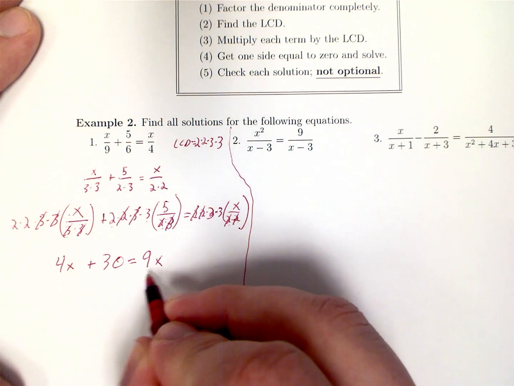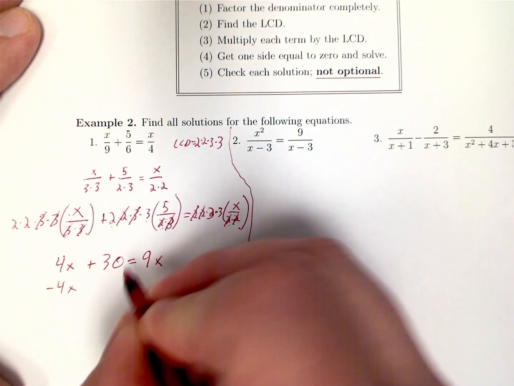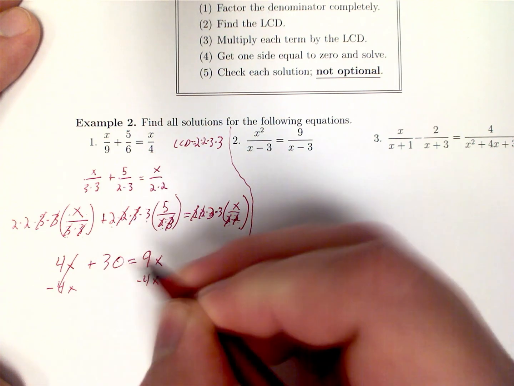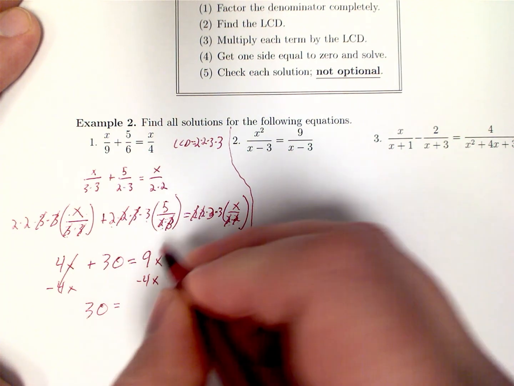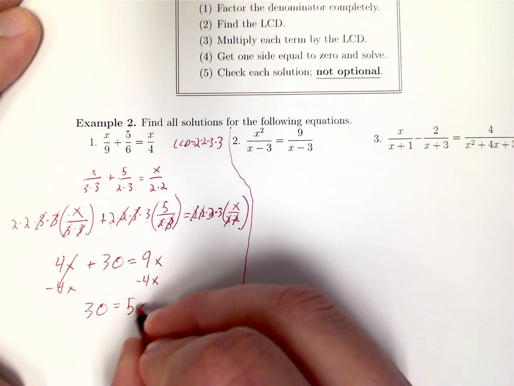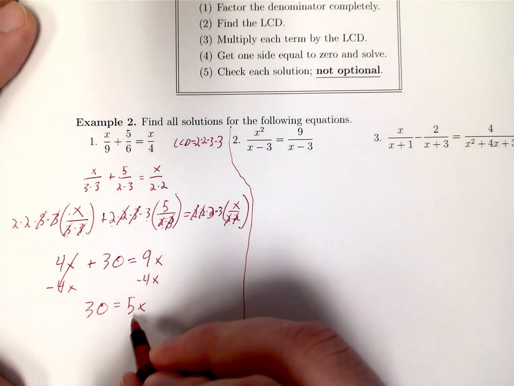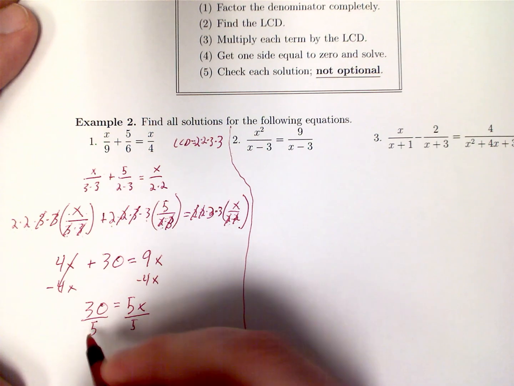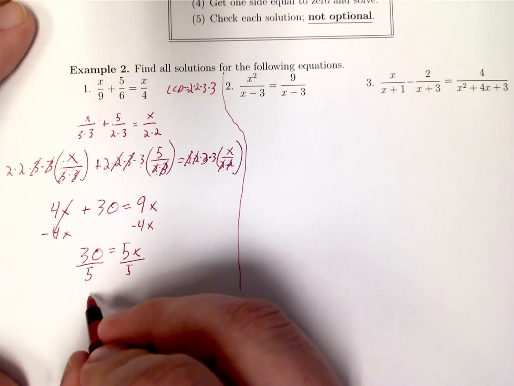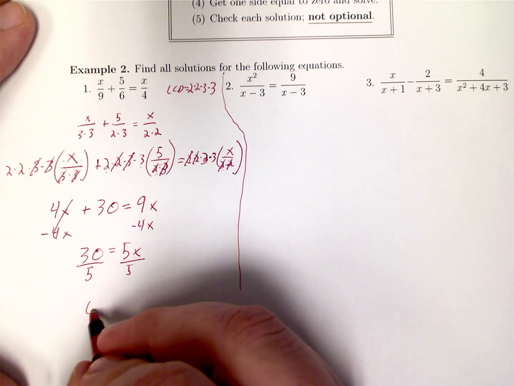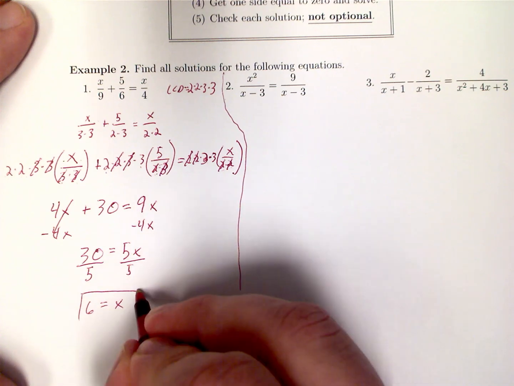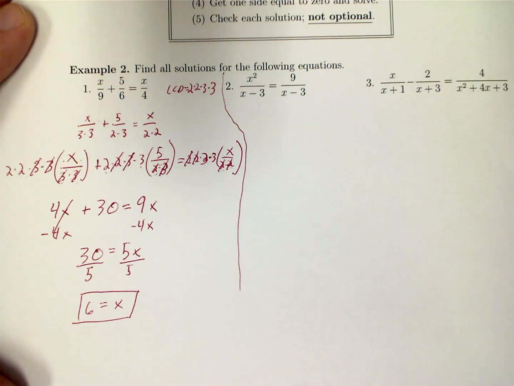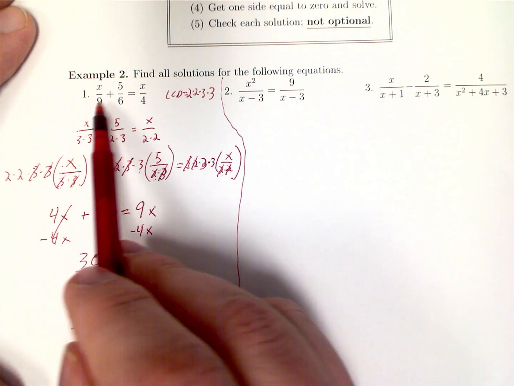Now we try to solve for x, so let's get all terms with x on one side. So I'm going to subtract 4x. We have 30 equals 9x minus 4x is 5x. And then we're just solving for x, so we're dividing by 5. And then 30 divided by 5 is 6. So x equals 6.